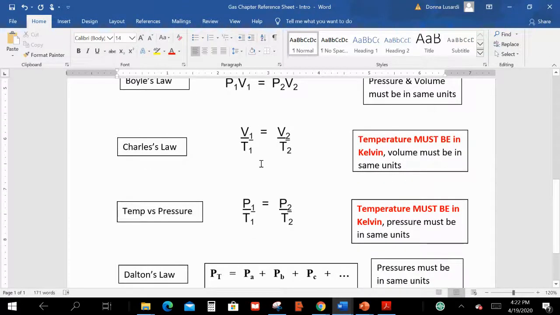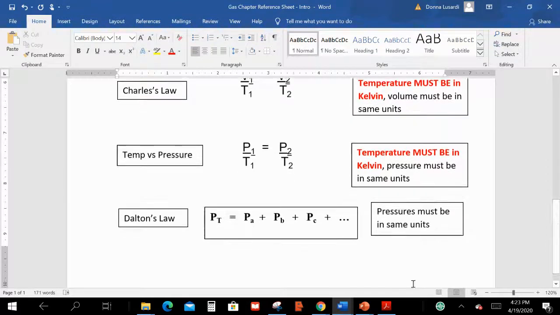I will go on to present what's called Charles' law, which relates volume and temperature. This is the equation. And remember, when we plug in temperature, it must be in Kelvin. After that, we'll cover the equation for temperature versus pressure. It looks very similar. V over T equals V over T. P over T equals P over T. And again, temperature must be in Kelvin.